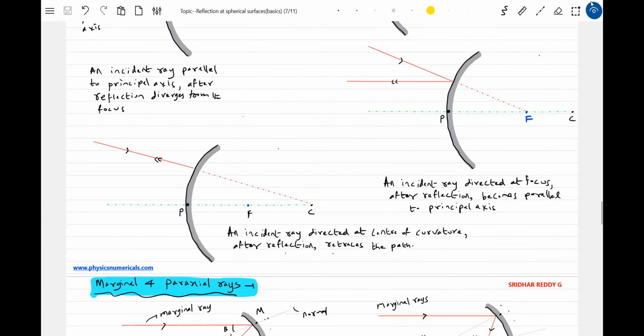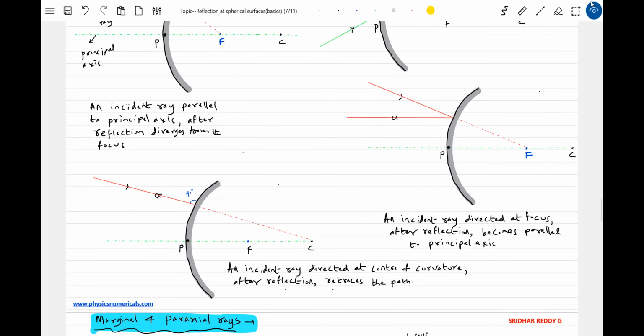Then, if a ray is directed at the center of curvature, after reflection it will retrace its path because the angle of incidence is equal to the angle of reflection. This is normal, 90 degrees. If a ray is directed at the center of curvature, it will retrace its path. Similarly, if a ray is directed at the focus, after reflection it will become parallel to the principal axis.